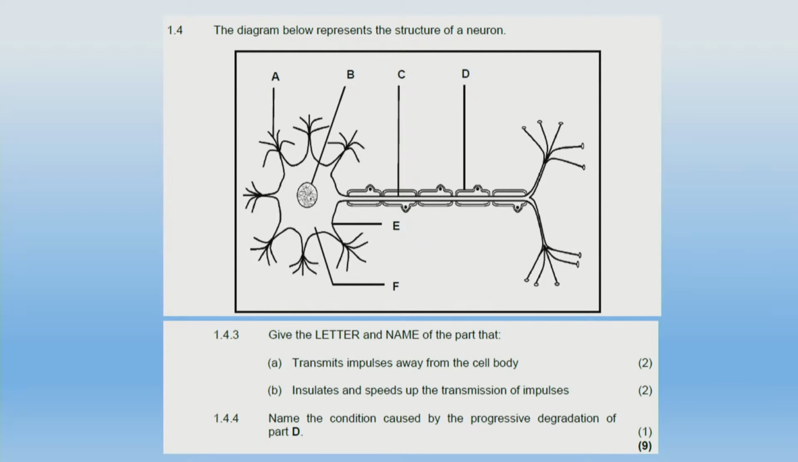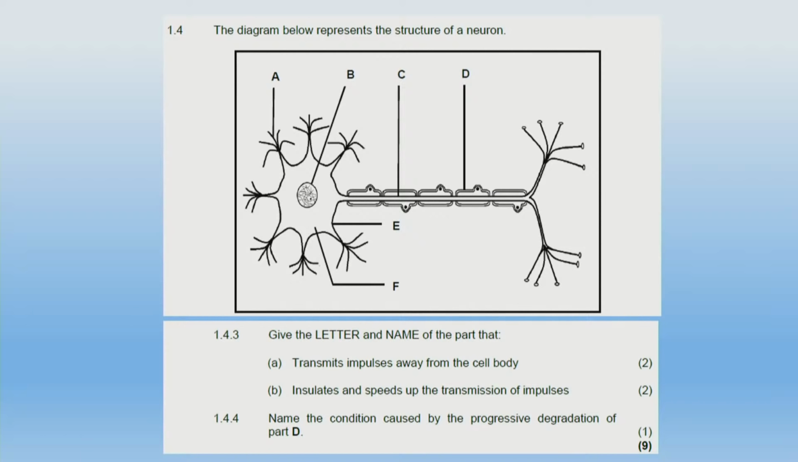Question 1.4.3, give the letter and the name of the part that transmits impulses away from the cell body. Question 1.4.3a, that is C. And then what is the name of this part? It is the axon. And then the second one, insulates and speeds up the transmission of the impulse. When you look at our diagram, it will be part number D.